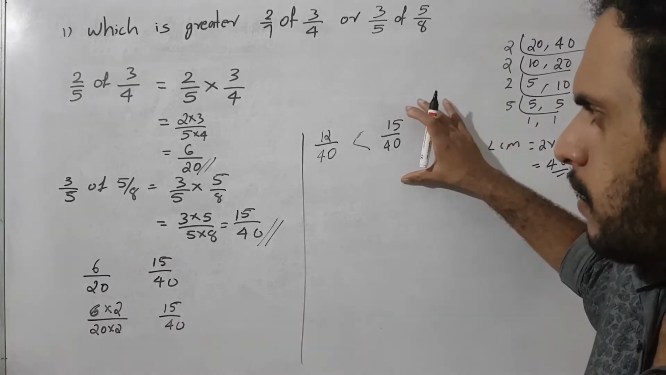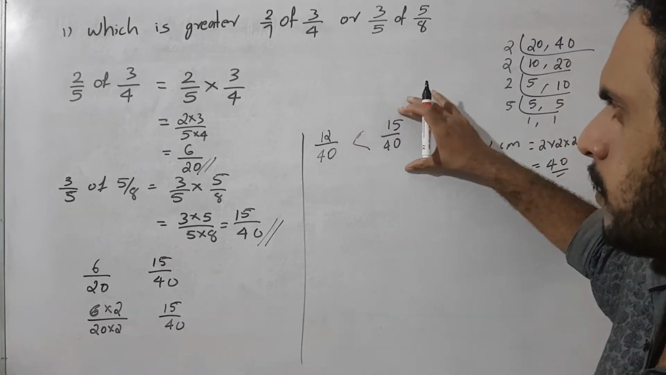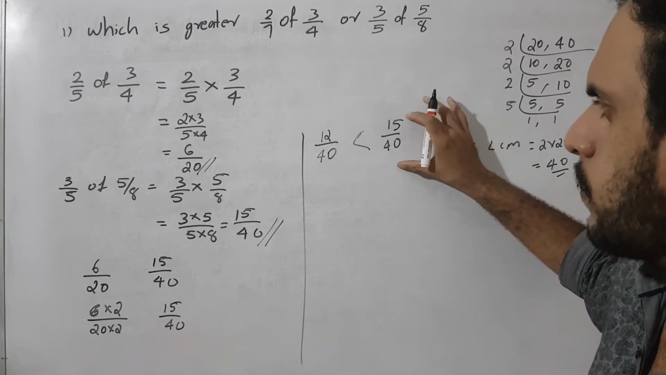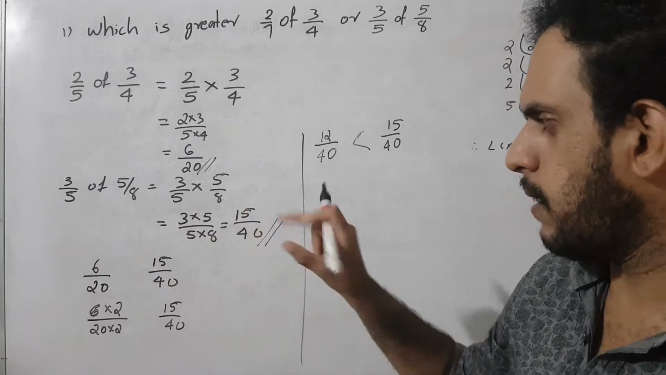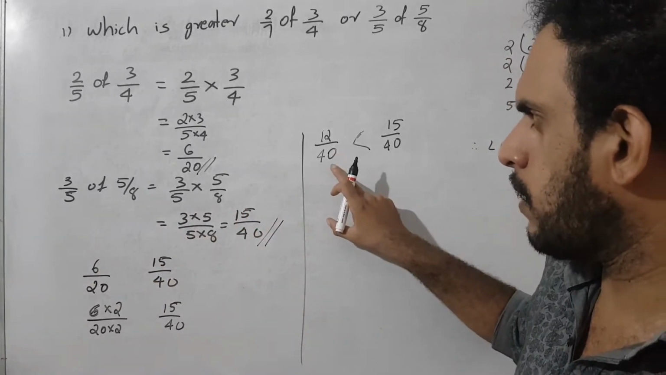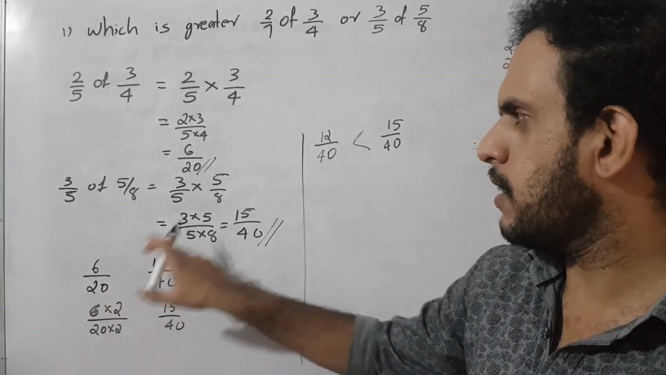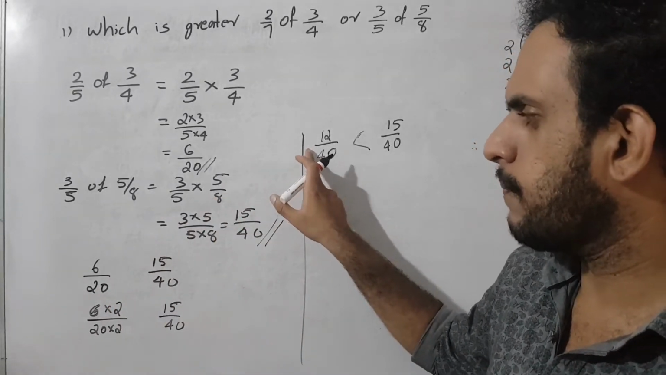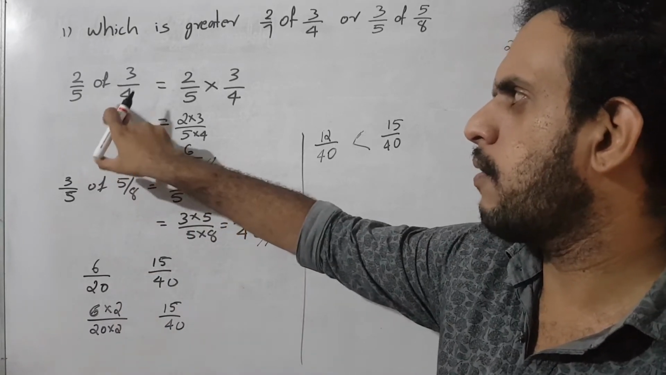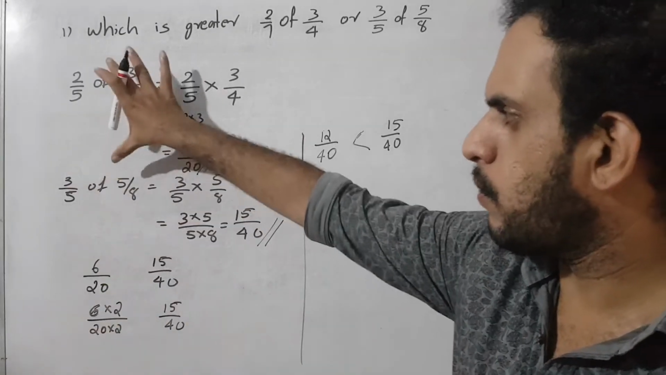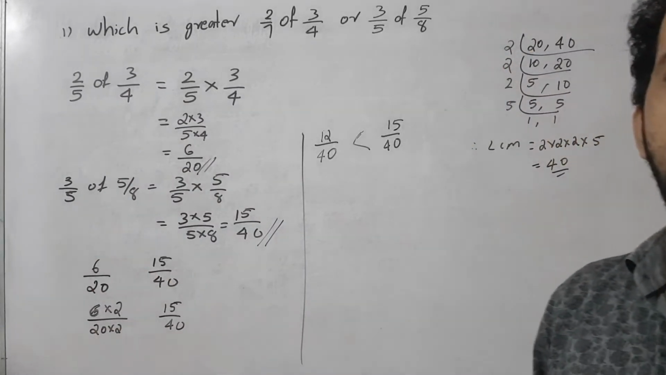15 by 40 ആണ് ഏതിനേക്കാൾ വലുത്? 12 by 14 വലുത്. അപ്പോൾ 15 by 40 എന്താണെന്ന് നോക്കി, നമുക്ക് തന്നതിൽ ഏതാണ് 15 by 40? അപ്പോൾ നമുക്ക് മനസ്സിലായി 3 by 5 of 5 by 8 ആണ് 15 by 40. 12 by 40 എന്ന് പറയുന്നത് അത് നമ്മൾ 6 by 20 മാറ്റിയതാണ് അല്ലേ? 6 by 20 ഇക്വിവാലന്റ് ഫ്രാക്ഷൻ ആണ് 12 by 40. അപ്പോൾ 6 by 20 എന്ന് പറഞ്ഞാൽ 2 by 5 of 3 by 4 ആണ്. അപ്പോൾ ഇത് രണ്ടും കൂടെ കമ്പയർ ചെയ്താൽ അന്നേരം ഏതാണ് വലുത് കിട്ടുന്നത്? 3 by 5 of 5 by 8 is greater.